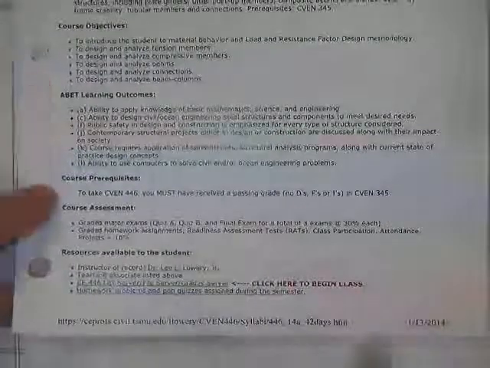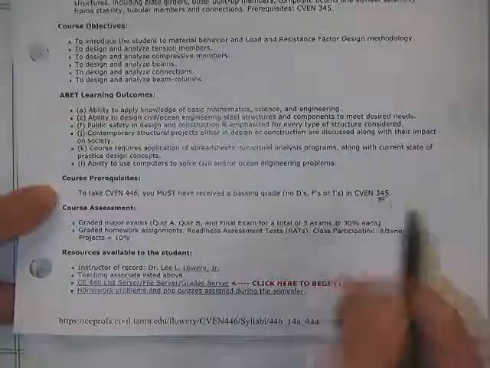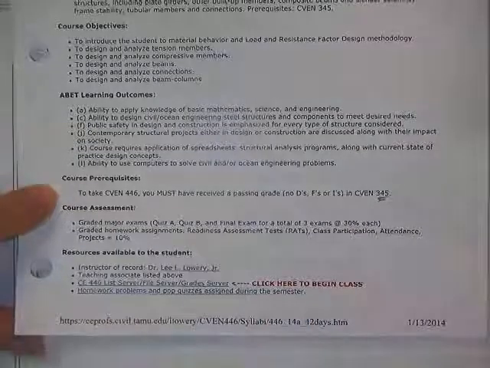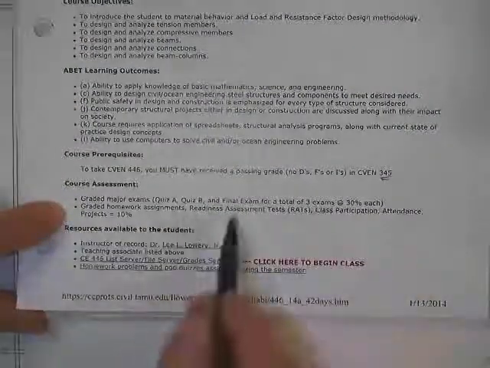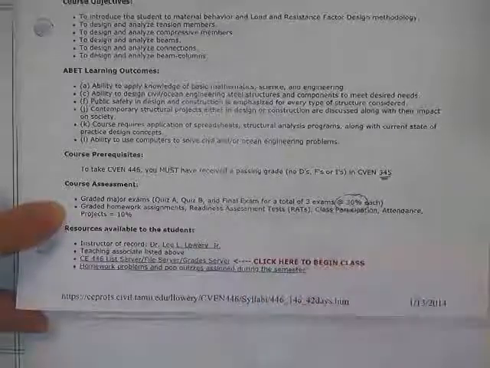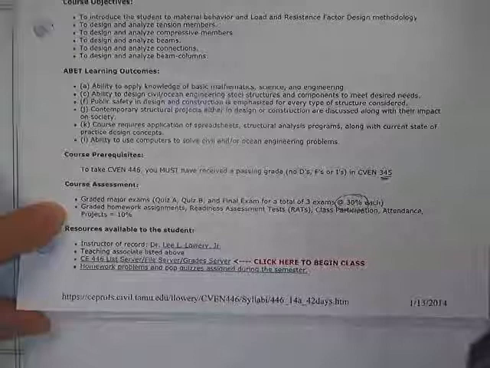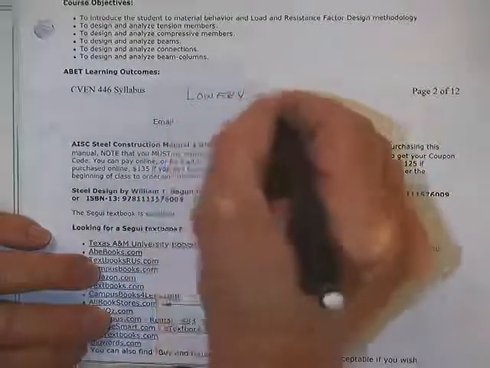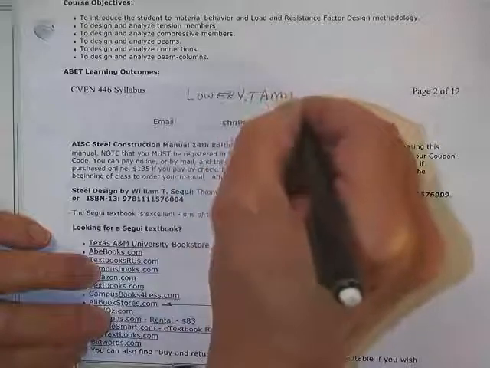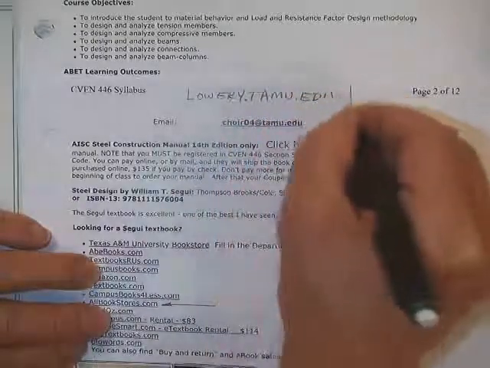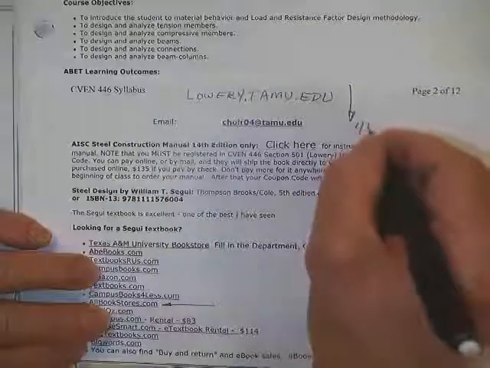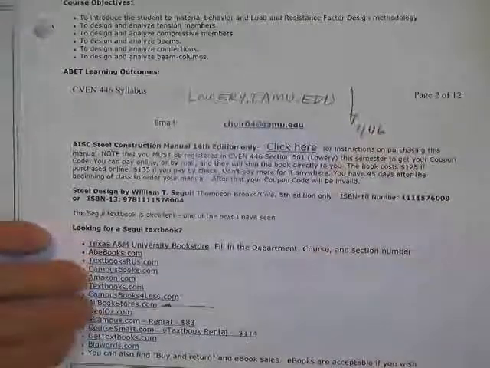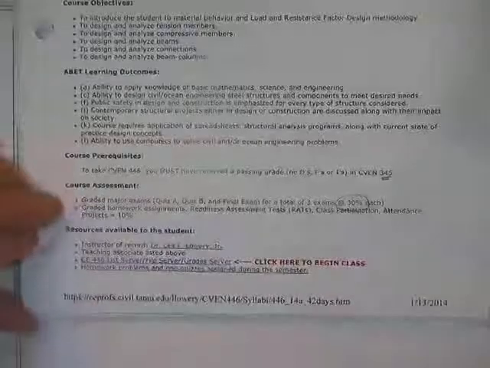Catalog description, course objectives, ABET learning outcomes. Everybody has, I take it, finished and passed 345, structural analysis. We're going to have three exams, A, B, C, or A, B, and a final. They'll count 30% each. The syllabus you can get at Lowry.tamu.edu. Just go down to the bottom and click on 446.